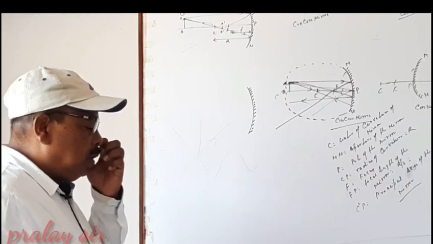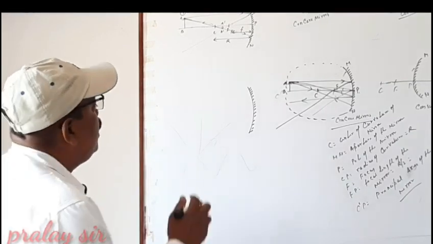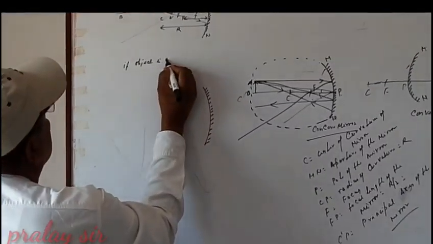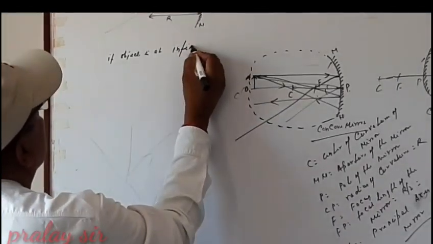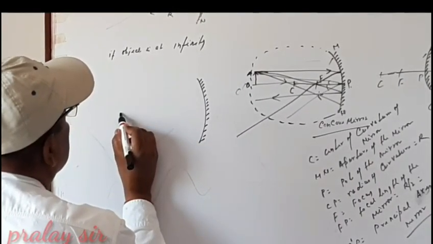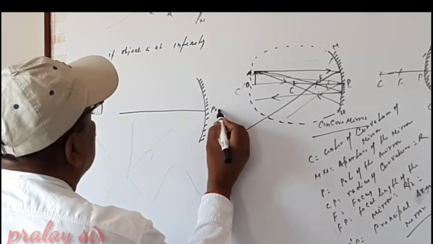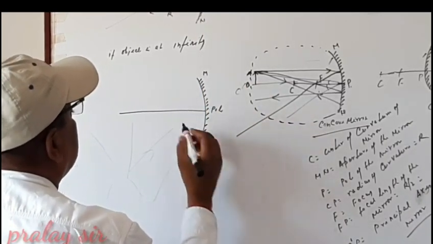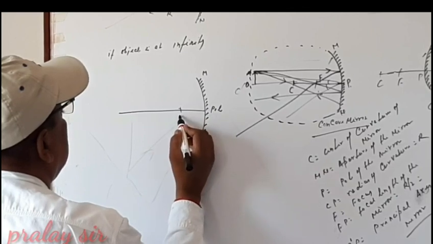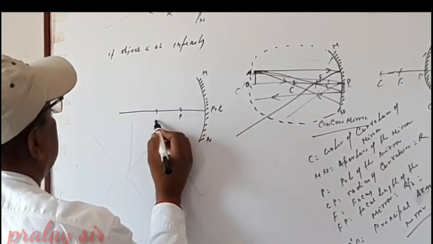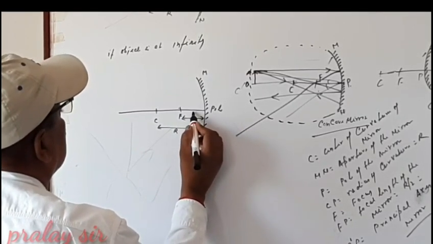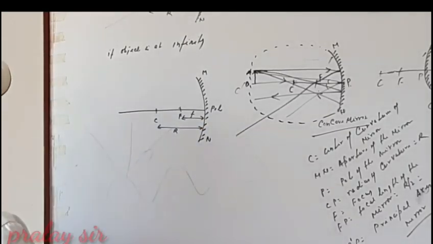Here the case is, we are going one by one. First of all, if the object is at infinity, here is the case. It is the pole, definitely. MN is the aperture. It is F, the focus. It is C, the center of curvature. It is your radius of curvature. It is the focal length. Means the object is at infinity.